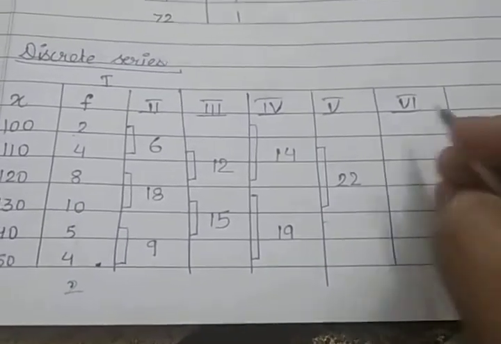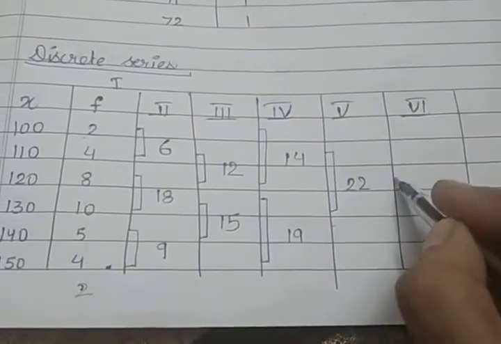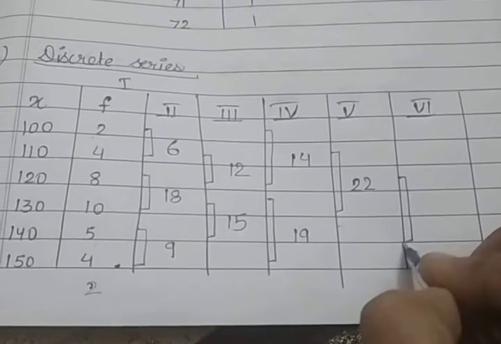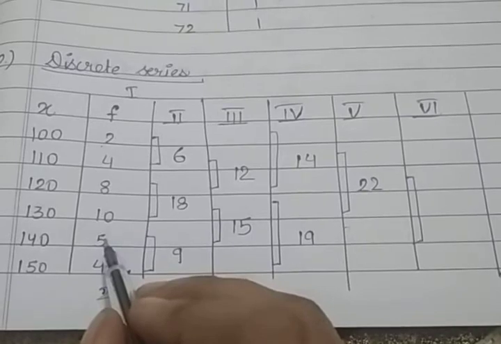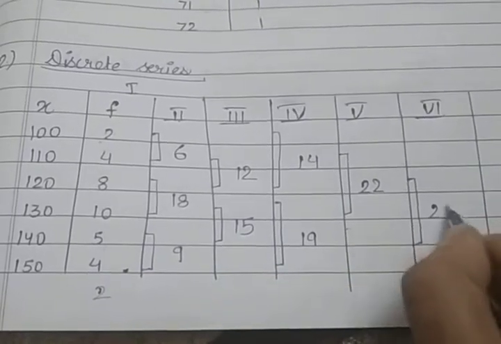And in the last column, leave the first and second value. Now add the next 3 values. So the next 3 values are 8, 10 and 5. So 8 plus 10 plus 5 is equal to 23.